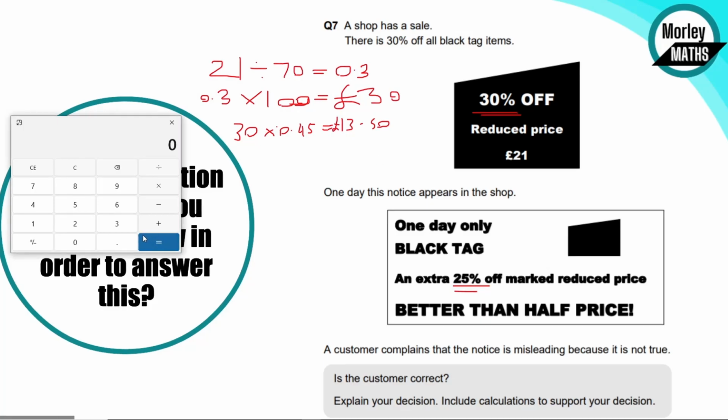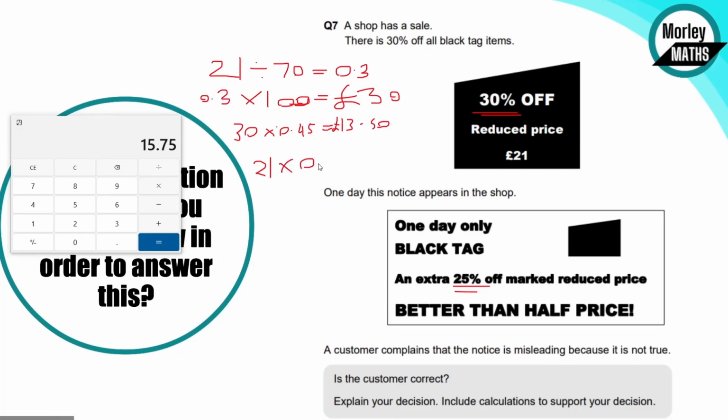So let's do the offer as it is now. So £21, I'm just going to times it by 0.75. So it's taken another 25% off there, which gives us an answer of £15.75. And that's it. So we can do a direct comparison now. Is the customer correct? Yes, absolutely, because it should be better than half price, and if we're doing it exactly, it should be £13.50, not £15.75. So that's the kind of thing you want to put in that explanation there.